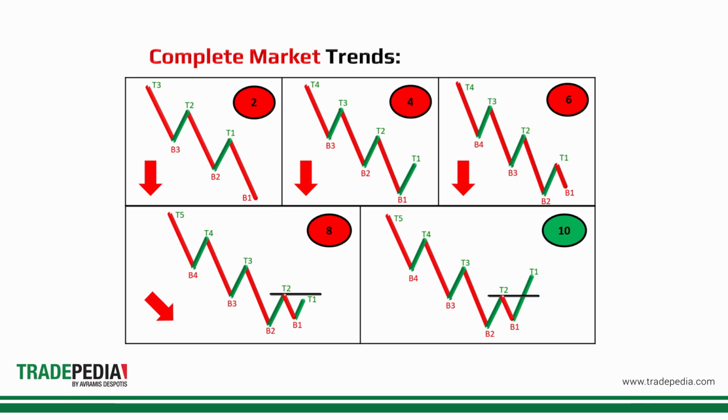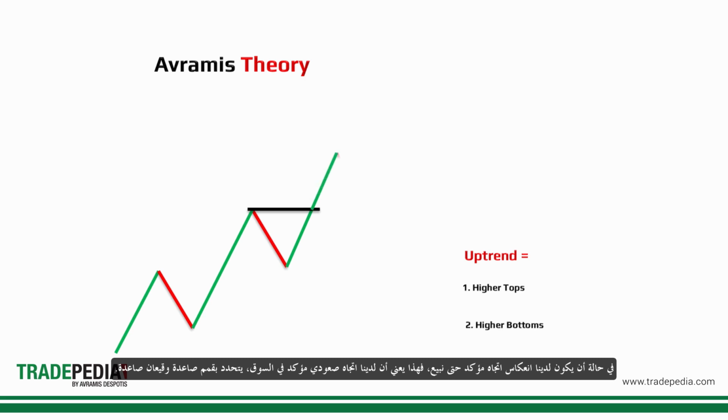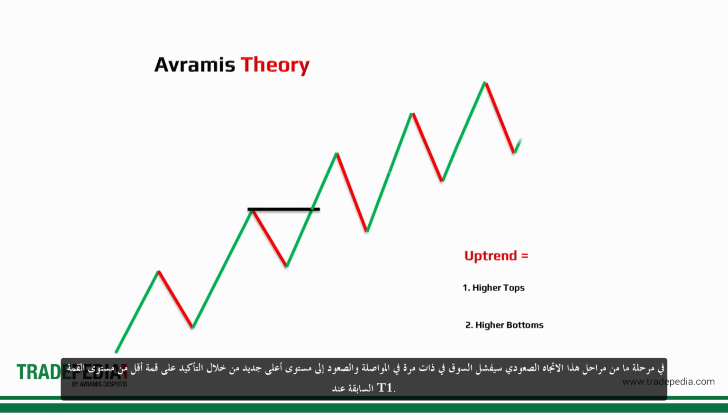Now, in the case that we have a possible trend reversal to go short, it means that we have a confirmed uptrend in the market, characterized by higher tops and higher bottoms. Now, one time in all of this uptrend, the market will fail to continue to a new high by confirming a top lower than the level of the previous top, outlined at T1.